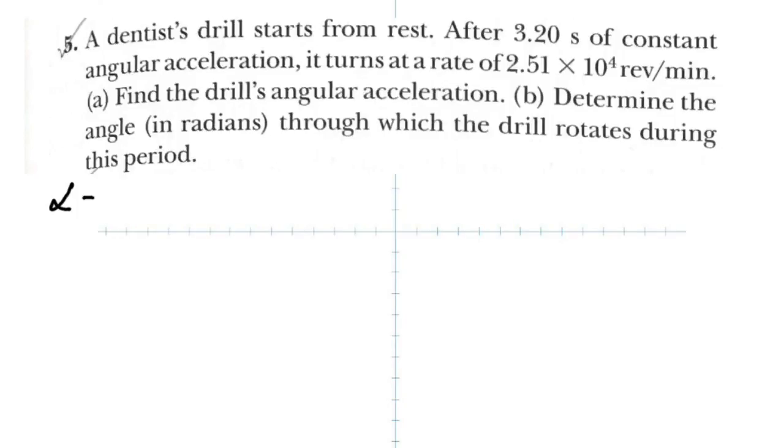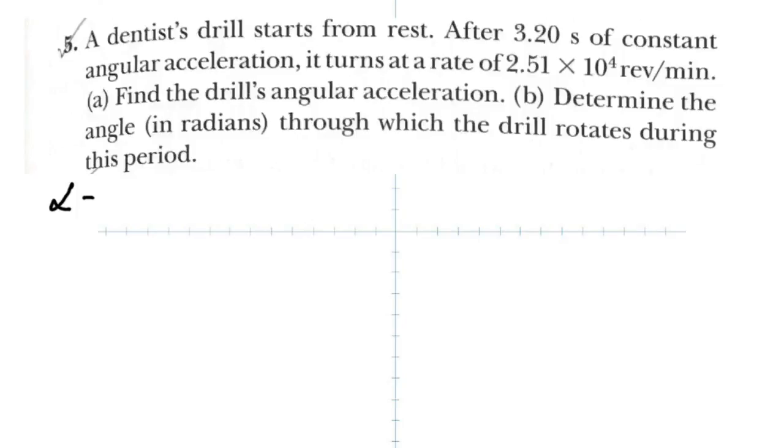Pretty straightforward question. It talks about a dentist drill that starts from rest, and after 3.2 seconds of constant angular acceleration, it turns at a rate of 2.51 times 10 to the 4 RPM. Find the drill's angular acceleration and find the angle through which the drill rotates during this period.